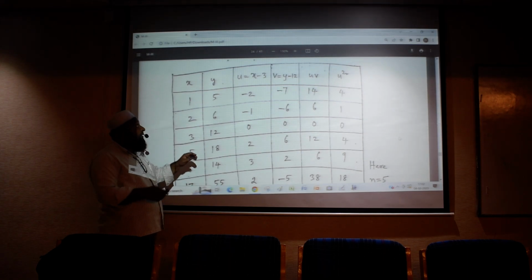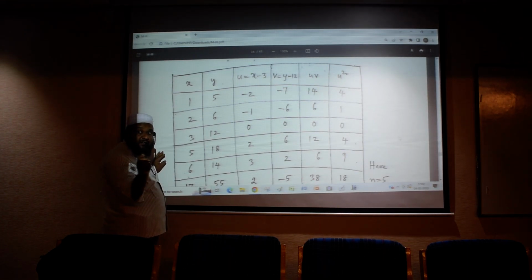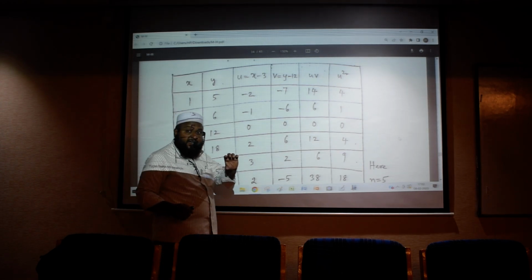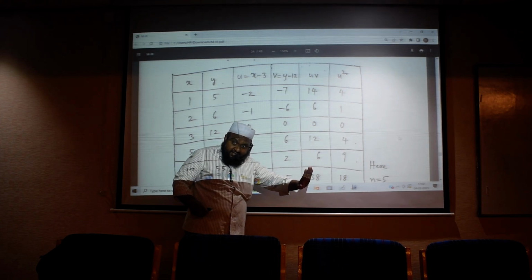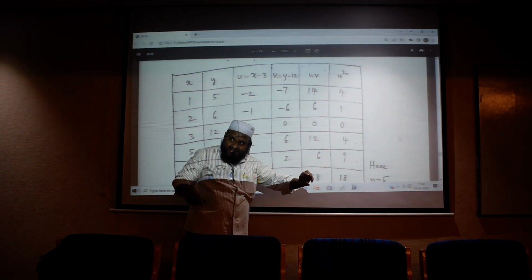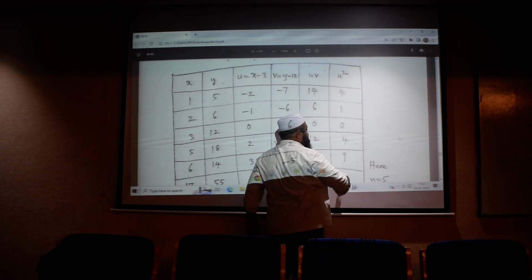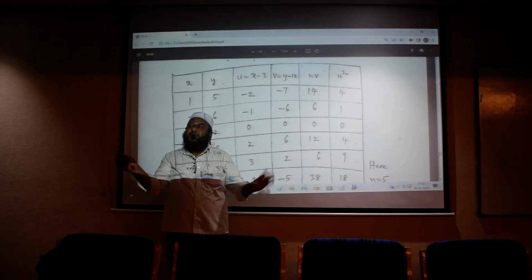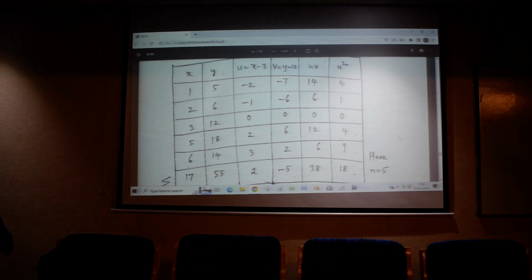You have u, you have v, you have u into v. And what was that line? Line of regression of y on x, ending at x. That x is related to u. So calculate only u square. This saves some time, because v square is not getting used. Only u square is getting used. Are you clear about this point?